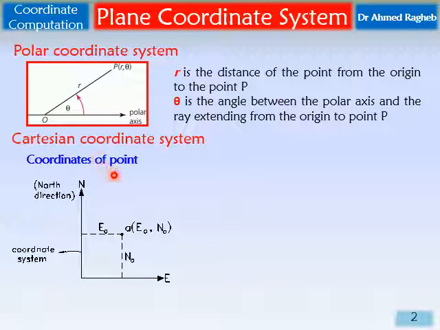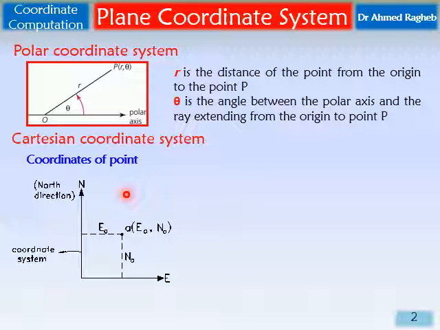Basically, each point is defined by two sets of coordinates, the easting coordinate and the northing coordinate. The easting coordinate is the perpendicular distance from the point to the north direction, and the northing coordinate is the perpendicular distance from the point to the easting axis. These are the easting and northing coordinates of the point. This is for a single point.